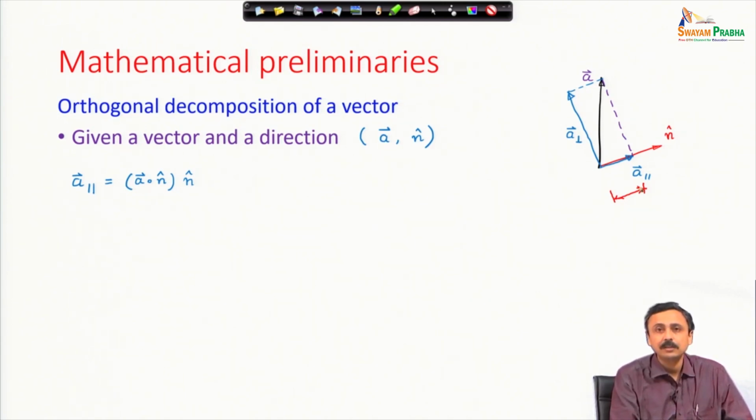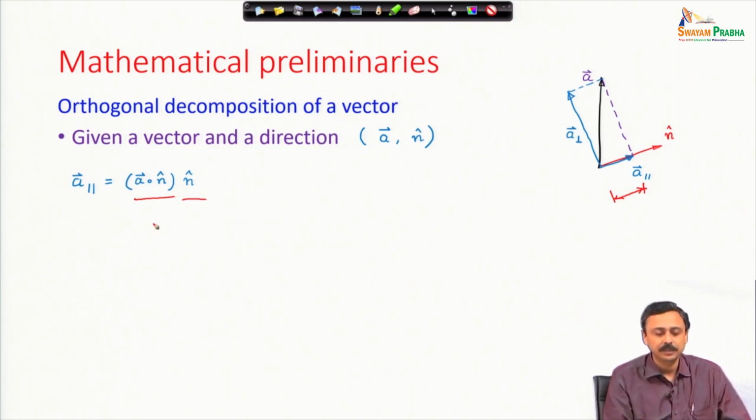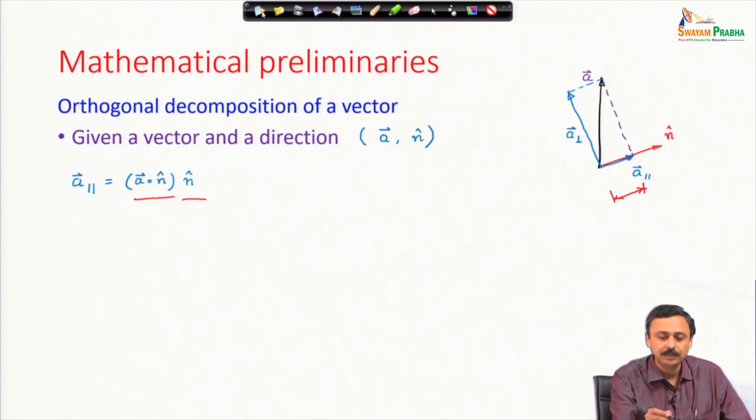And what is the direction of A parallel? It is along n cap, and any vector can be represented by its magnitude multiplied by the direction of that vector. Magnitude is A dot n cap, direction is n cap, therefore this must be the vector. A dot n cap gives me a scalar quantity, which is the magnitude, and n cap, a unit vector, gives the direction, therefore A parallel is completely known.